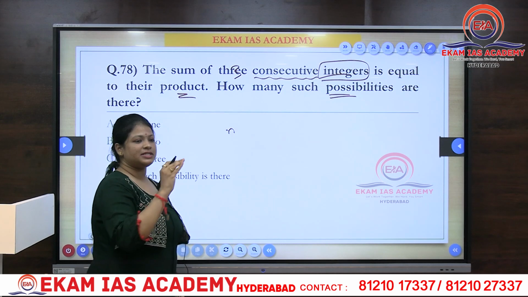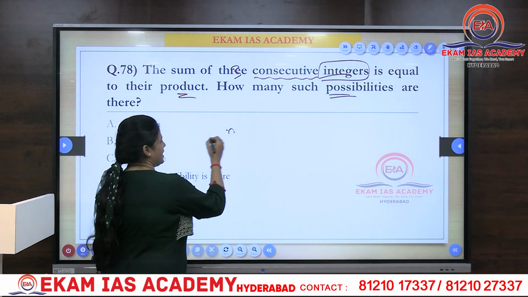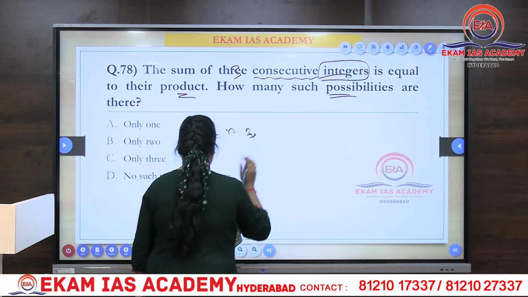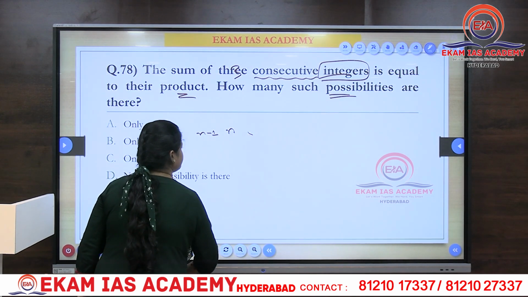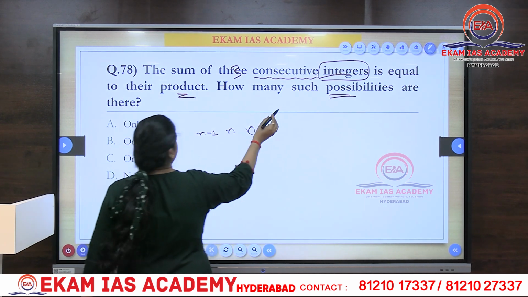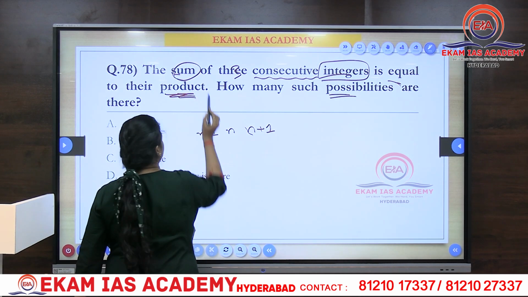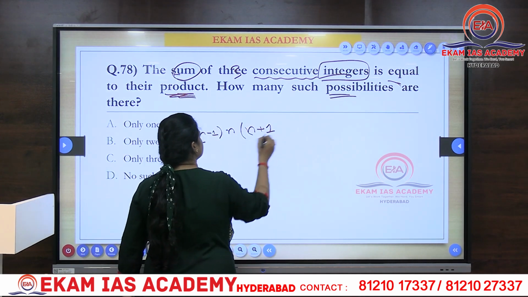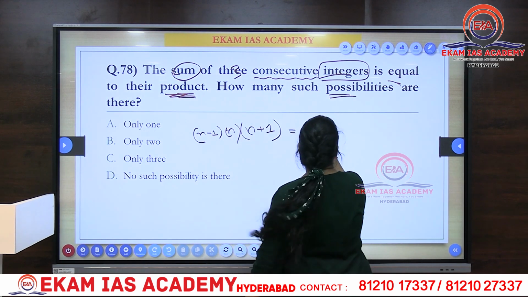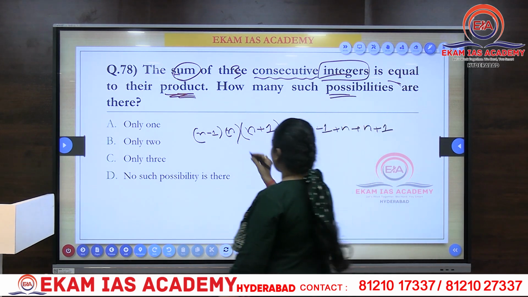3 consecutive numbers means they are in a row like 1, 2, 3, 2, 3, 4, 4, 5, 6, etc. So if I take n, the previous number would be n minus 1, the next number would be n plus 1. So what is given? Their product is equal to their sum. So I am multiplying this, this is the product, and the sum would be n minus 1 plus n plus n plus 1.